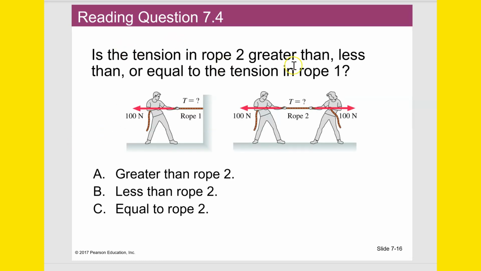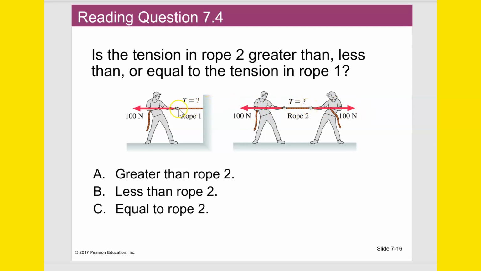Is the tension in rope 2 greater than, less than, or equal to the tension in rope 1? This is a very interesting thing to think about. I'm going to let you think for a while. You might want to pause it and think about it. You might think the tension here in this rope, if he's pulling with 100 newtons, would only be 100 newtons. Whereas the tension of this rope, because he's pulling with 100 newtons and she's pulling with 100 newtons, is 200 newtons.